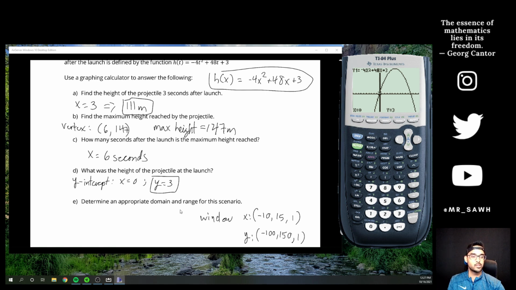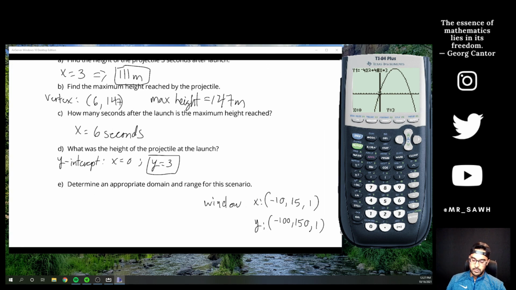Determine an appropriate domain and range for the scenario. Now domain talks about all the x values. So if I set this up, it's the set of x values given the restriction. Well, there's certain x values that I have to exclude here. X means time. I can't have a negative for time. The smallest it could be is 0.